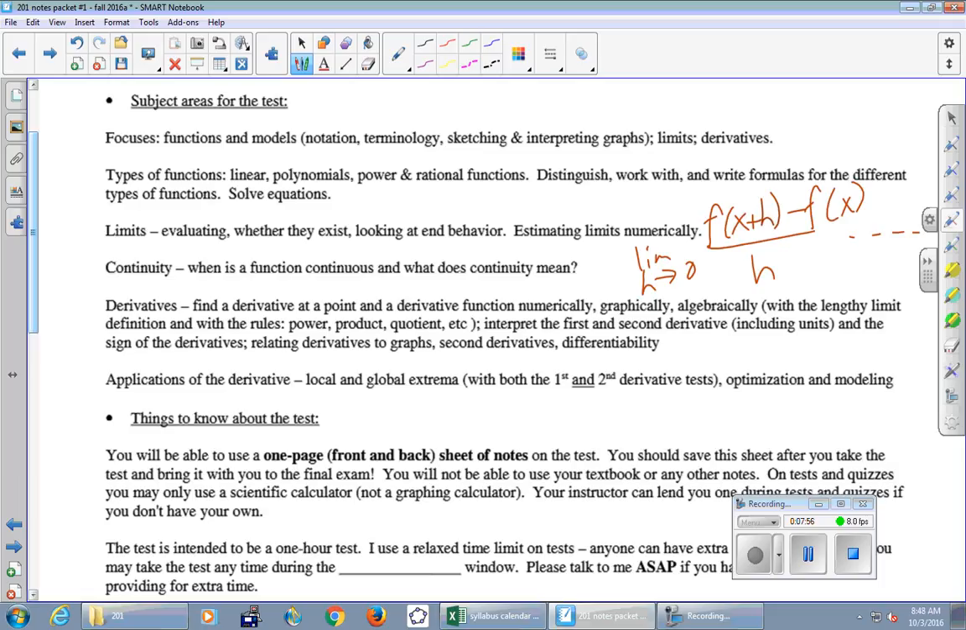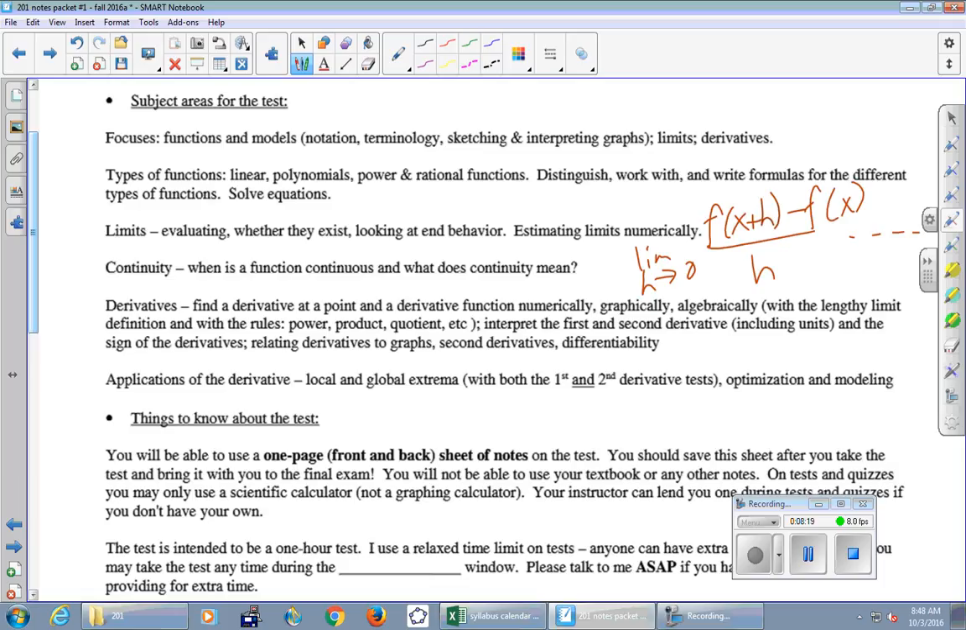I want you to be able to interpret the first and second derivative, including units, and I want you to understand what the sign of the derivative tells you about whatever contextual problem we're in. You should be able to relate derivatives to graphs. You should know some stuff about second derivatives and differentiability. When is a function not differentiable? Common question. And then finally, our applications of the derivative.